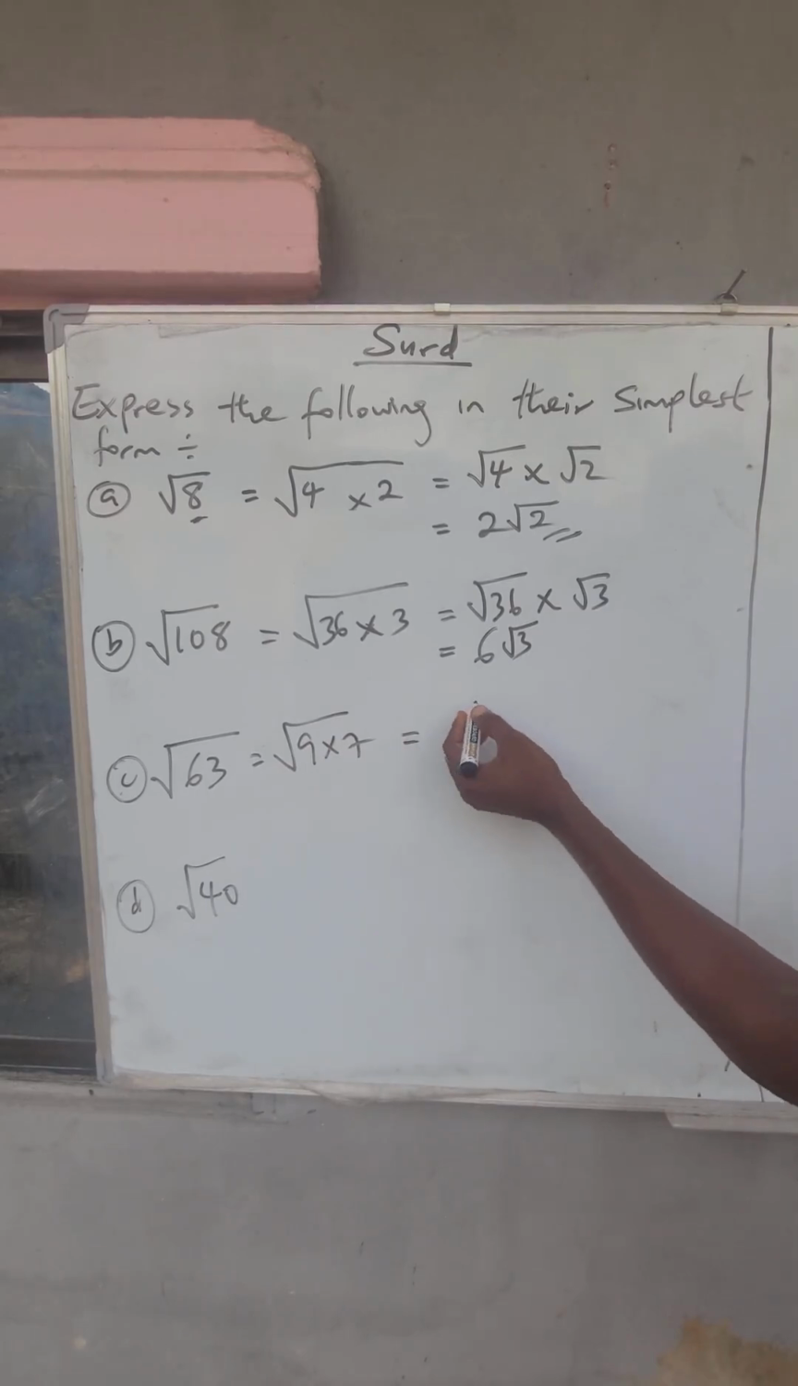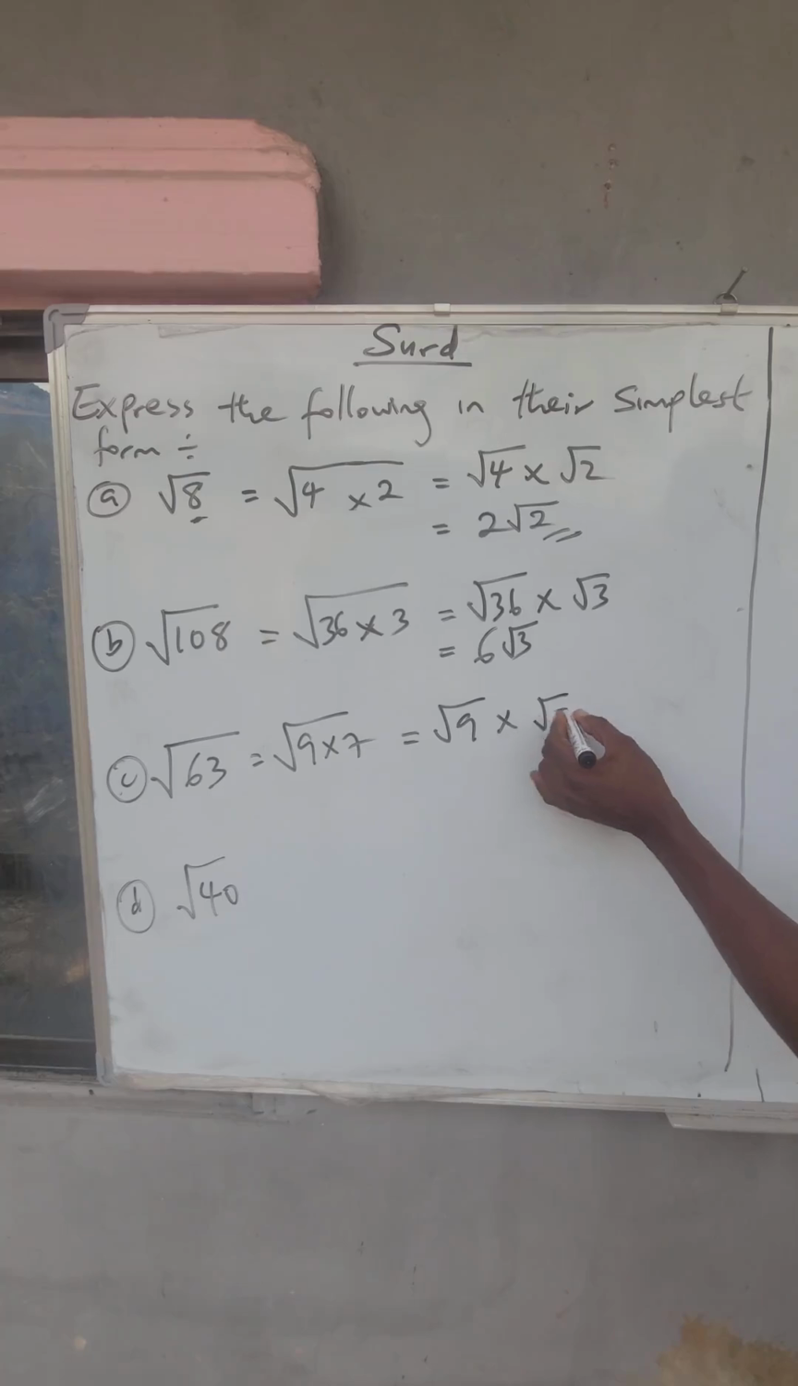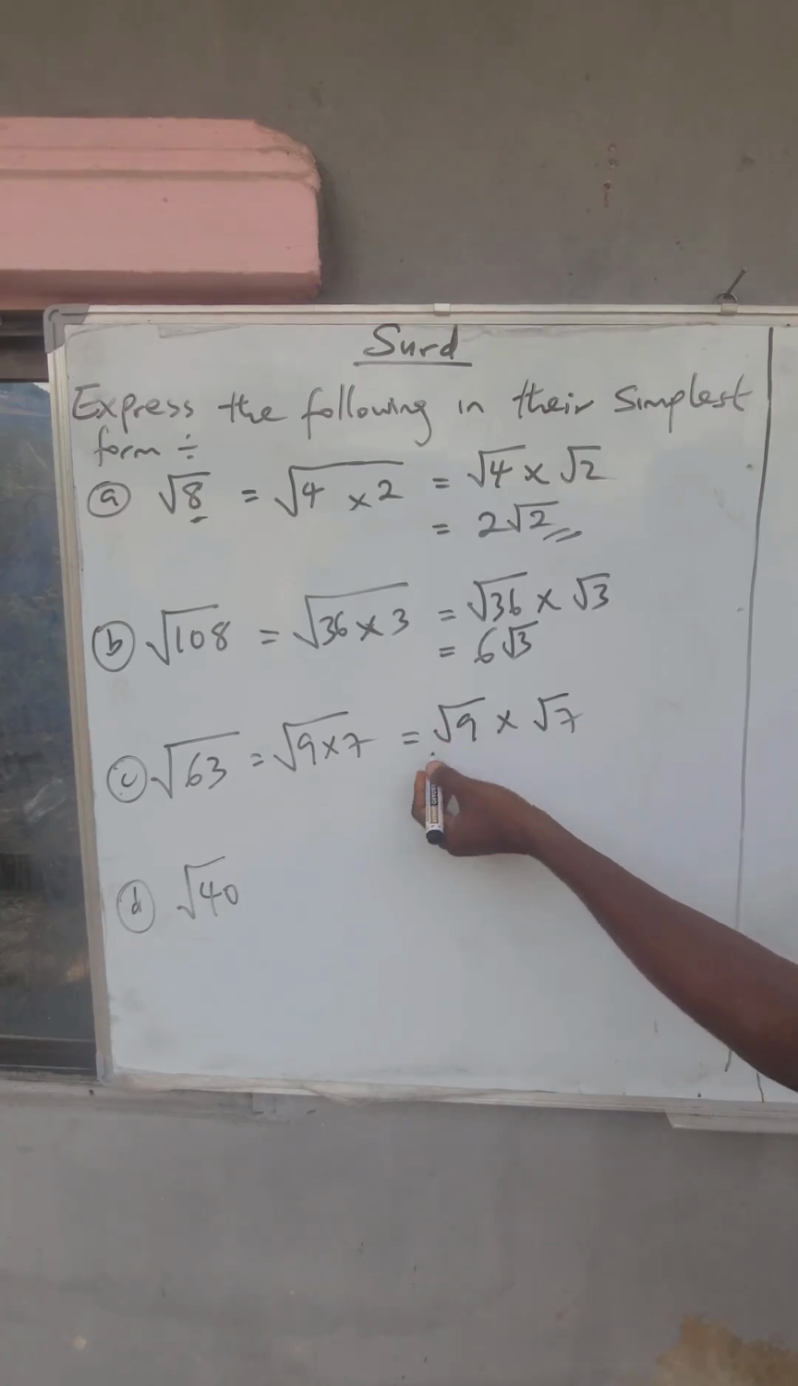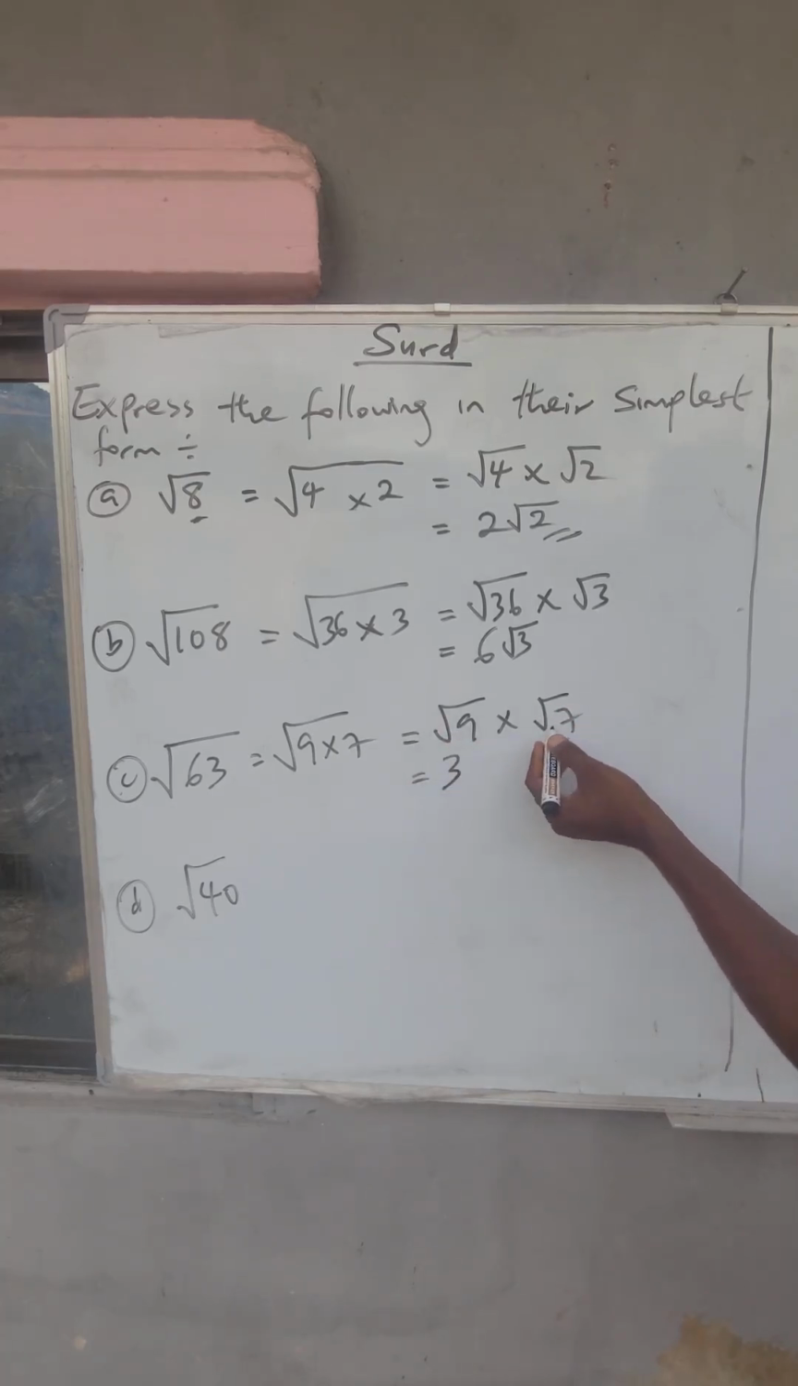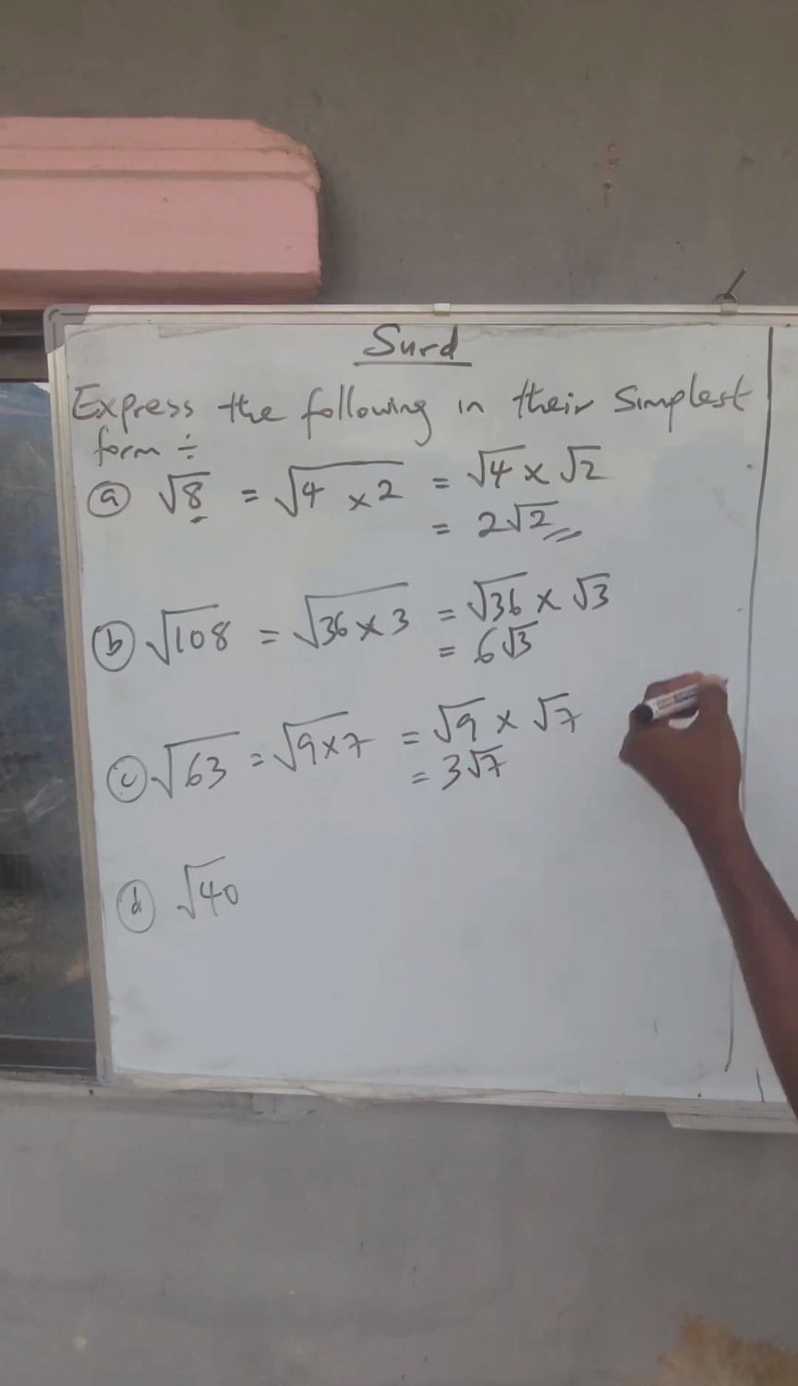So we write this as 9 times 7. This equals root 9 times root 7. What is root 9? 3. So 3 times root 7 gives us 3 root 7.